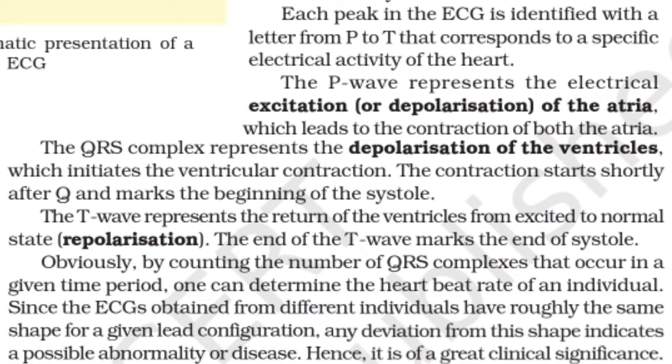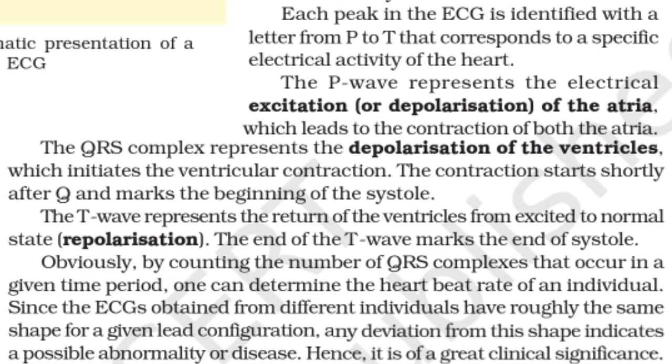The contraction starts shortly after Q and marks the beginning of the systole. The T wave represents the return of the ventricles from excited to normal state, repolarization. The end of the T wave marks the end of systole.